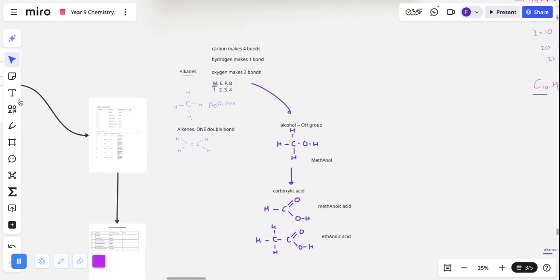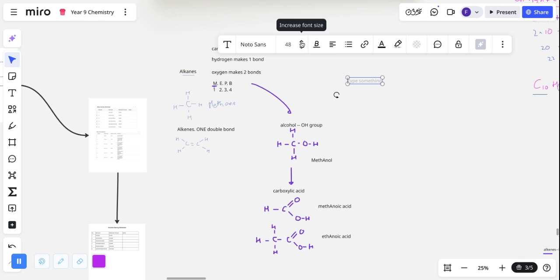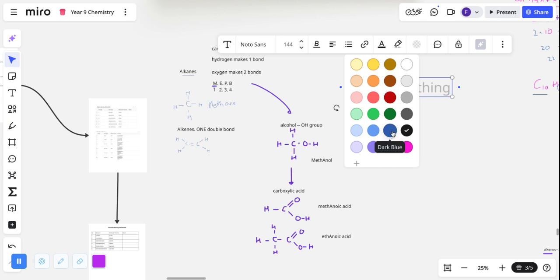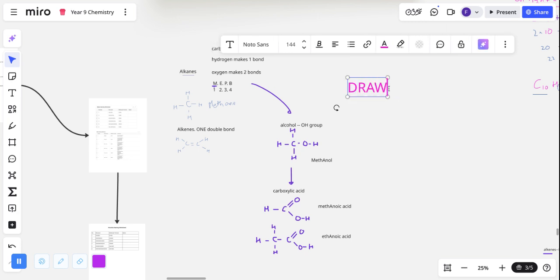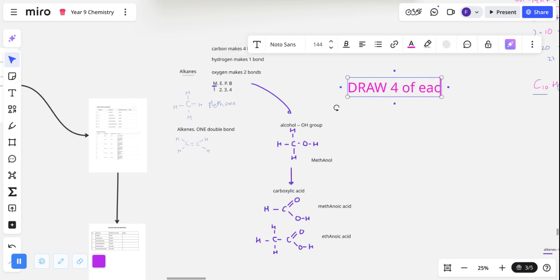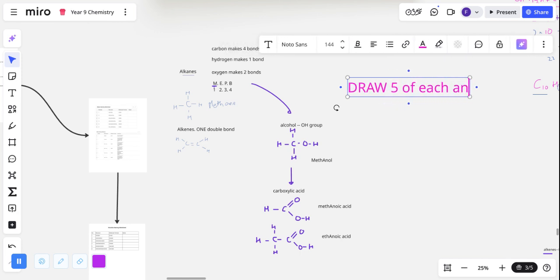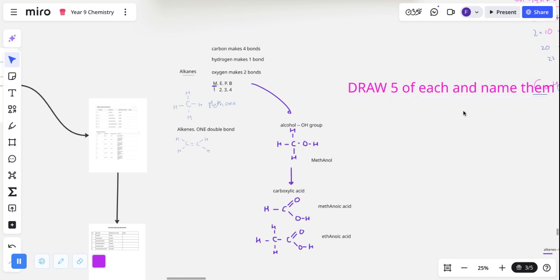So what I want you to do today is draw 4 of each. Let's make this big. Let's change the text color to something I like, pink. Draw 4 of each. No, I want 5. 5 of each and name them. So that's your task for today.